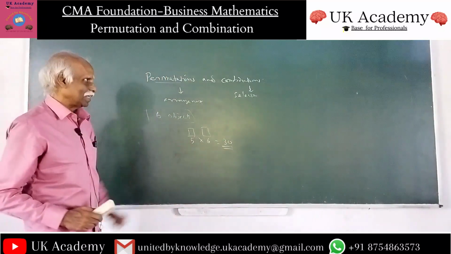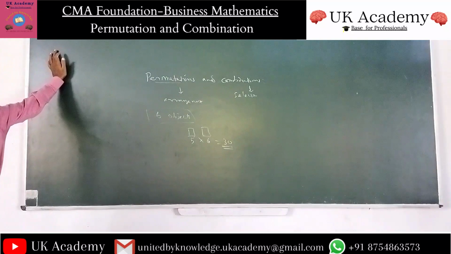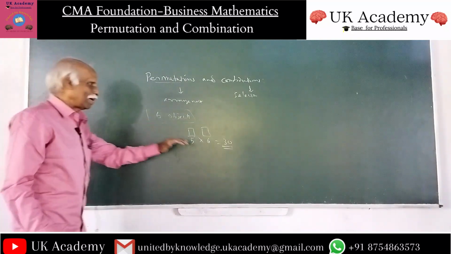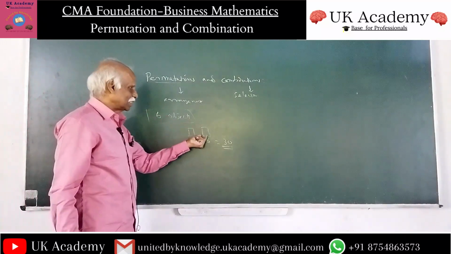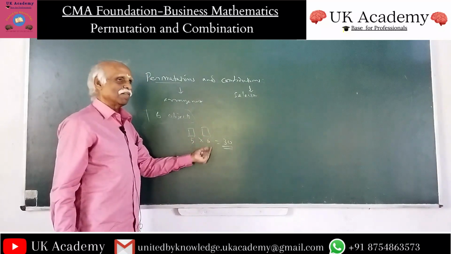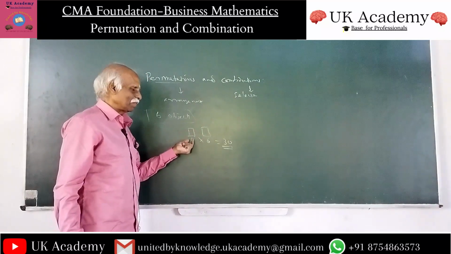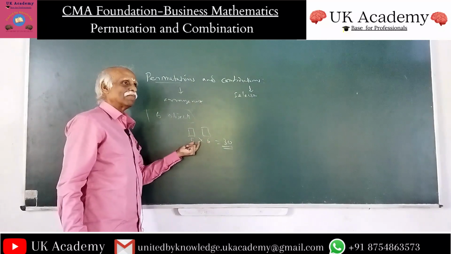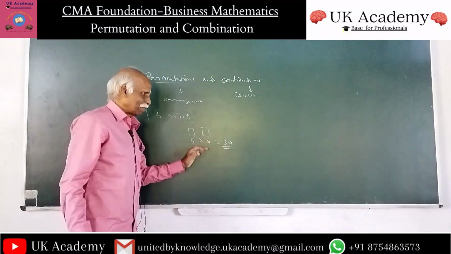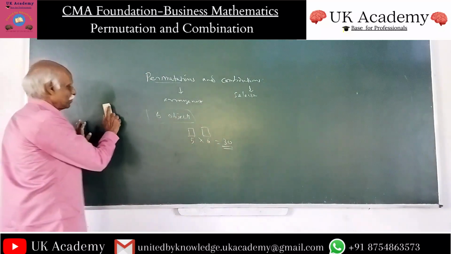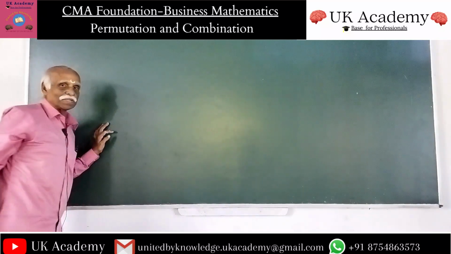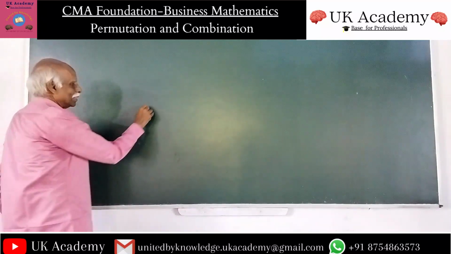Why do I have to multiply? There is a theorem called the fundamental principle of multiplication. Why am I multiplying here? Because filling this place can be done in 6 ways, and filling this place can be done in 5 ways. They can be done one after the other in 5 into 6 ways. The question is why we are multiplying. That is called the fundamental principle of multiplication. I tell you why we multiply.